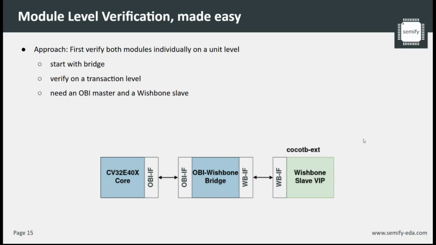And on the left-hand side, on the OBI side of things, I wasn't able to find any OBI VIP. So of course, there's potential for you to make your own VIP and publish this to the Cocotb extension system. But for now, let's say we want to bring this design up as fast as possible. Let's say we're on a little bit of a time crunch. We're just going to use already pre-verified IP in the form of just using the core itself as an OBI master, right?